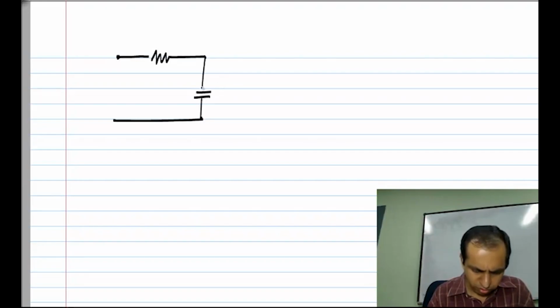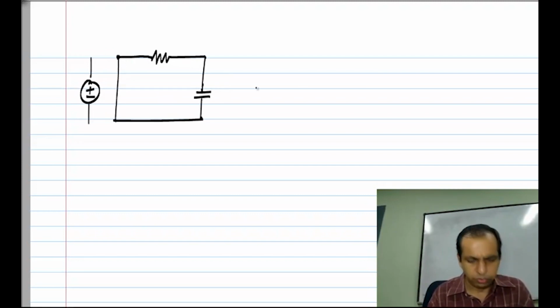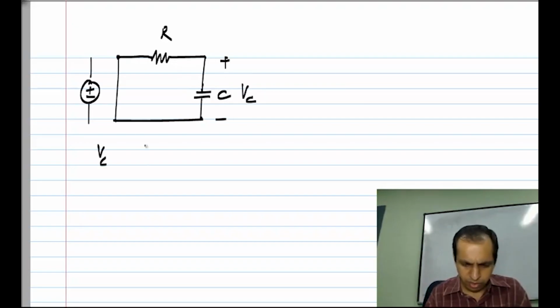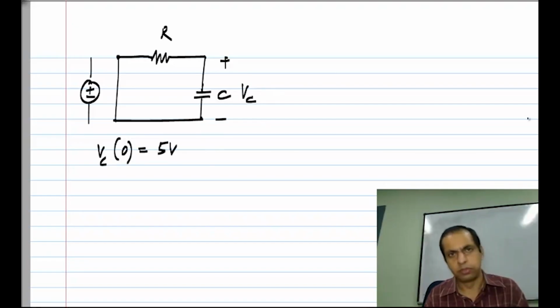Now we'll consider a numerical example for the case with 0 input. So this is 0 input. You can imagine that there was a voltage source here which is set to 0, and I'll assume that the capacitor voltage at t equal to 0 is 5 volts.